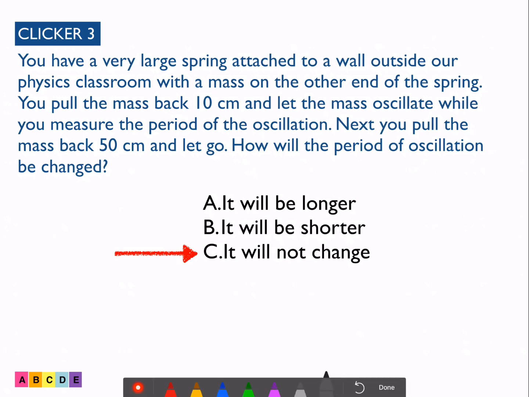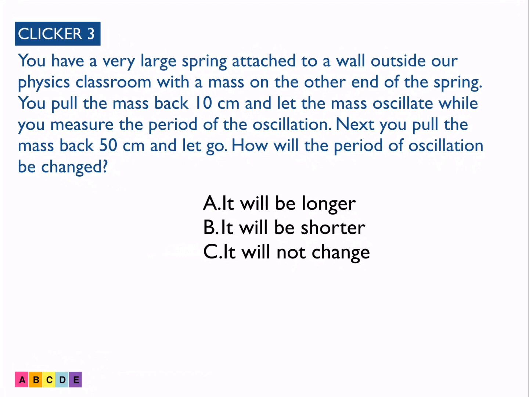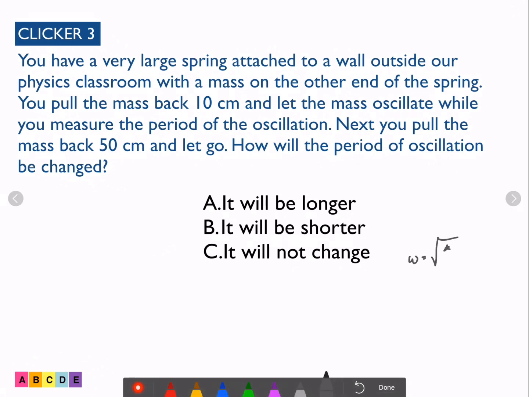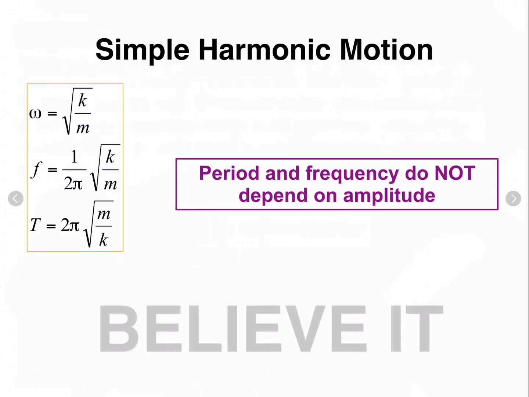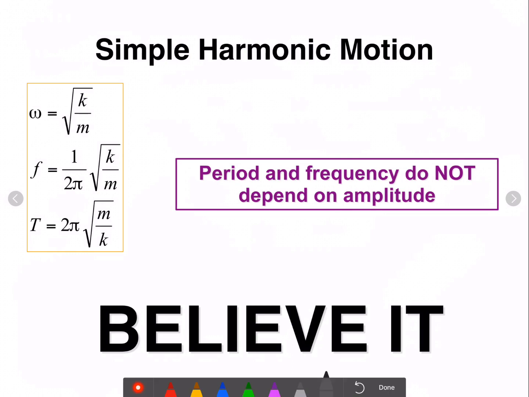The only things that affect the frequency or period: omega is equal to the square root of k over m. So the only things that can affect your frequency, and therefore your period, are the spring constant and the mass. So period and frequency do not depend on amplitude, and you can see there's no A anywhere in here.